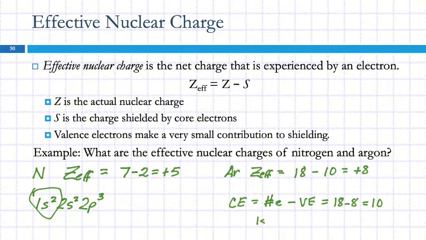You can also look at the electron configuration. So these are the valence electrons, and these are the core electrons. 2 plus 2 plus 6 is 10. So we're subtracting 10. Any questions?